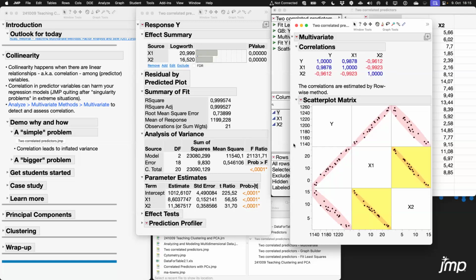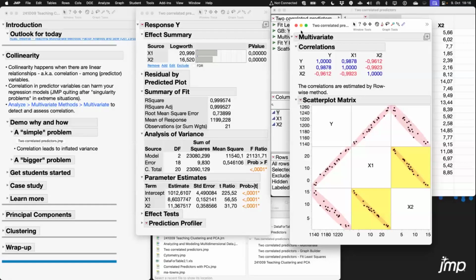If we look at the scatter plot matrix, again, pairwise scatter plots, this one here is the same as what we saw in Graph Builder. But we also see a strong negative correlation between x1 and x2. And that means that in our model, the two factors or predictors are working together, so they can support each other or they can fight against each other. It depends. If it's negative, they are fighting against each other. And this changes the situation.